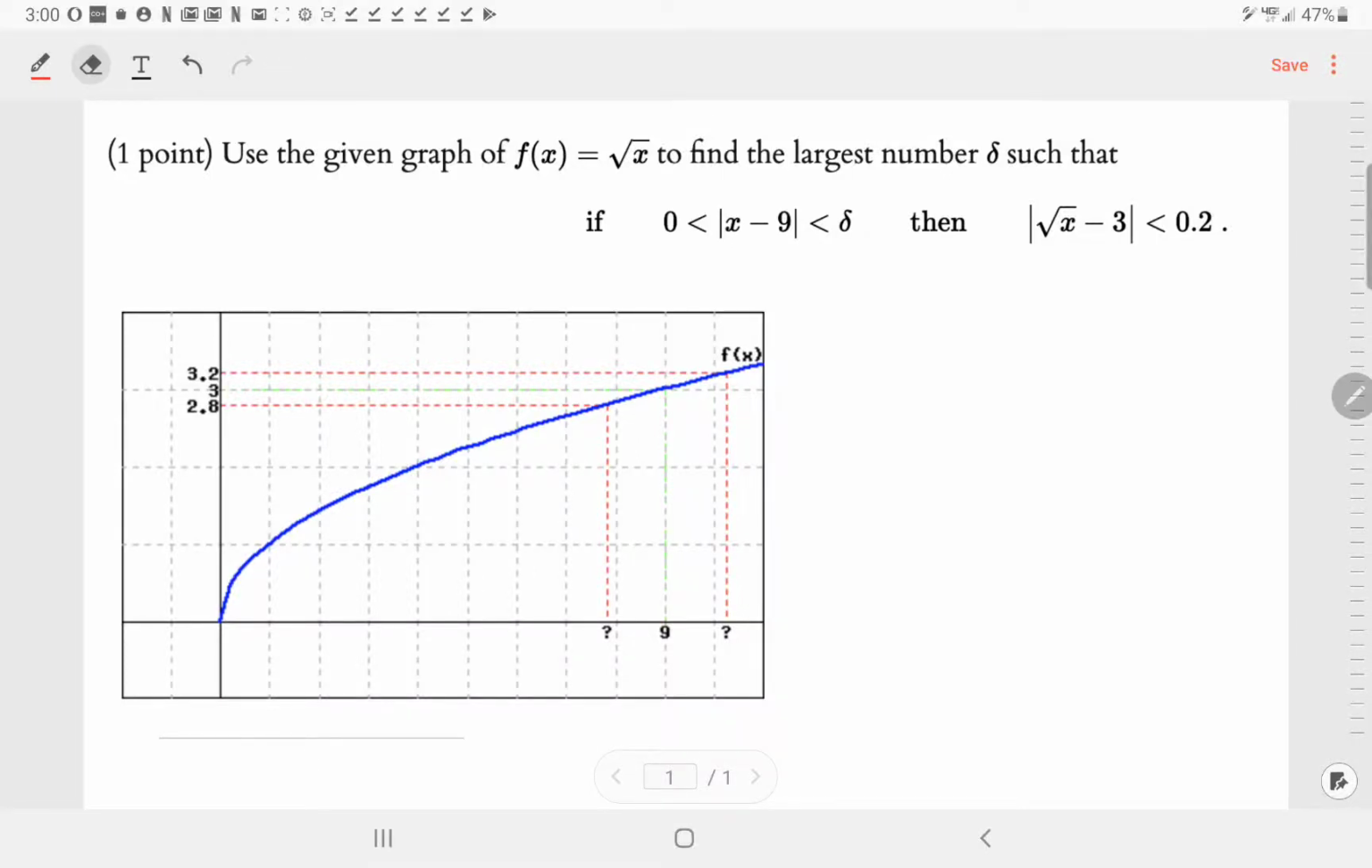Hello everyone, this video is about the precise definition of a limit, and it's actually one of the questions on your homework. This is chapter 2.5 question 3. The question is asking what value we need to pick for delta so that our y value would stay within 0.2 to the left and to the right of the original value. So if you remember from class, this would be our epsilon value.